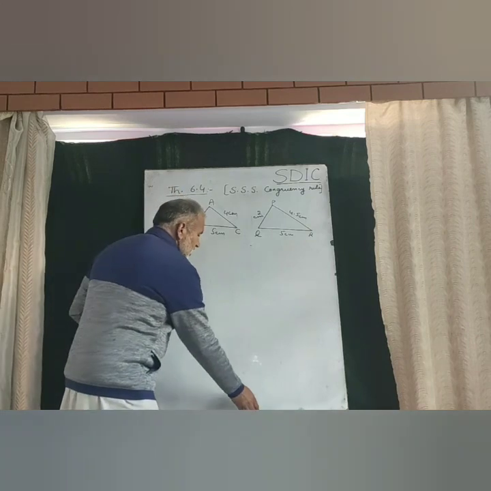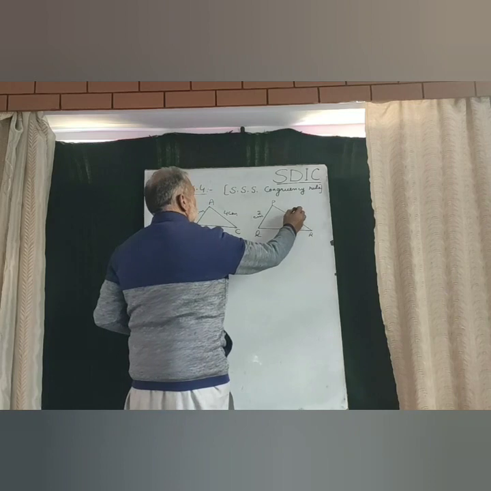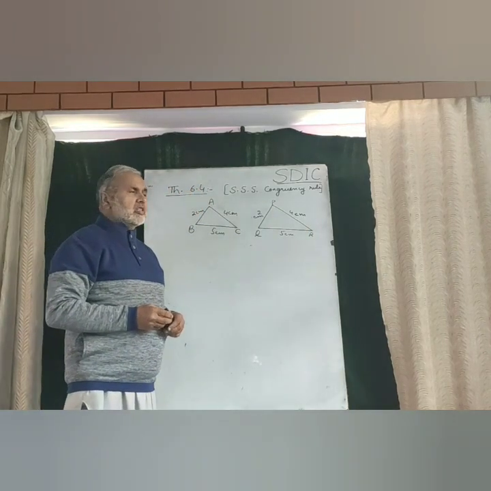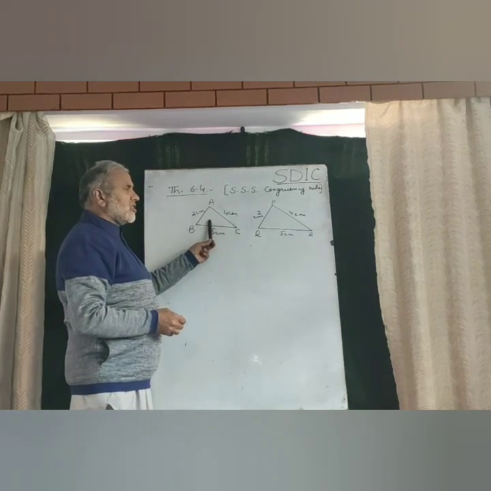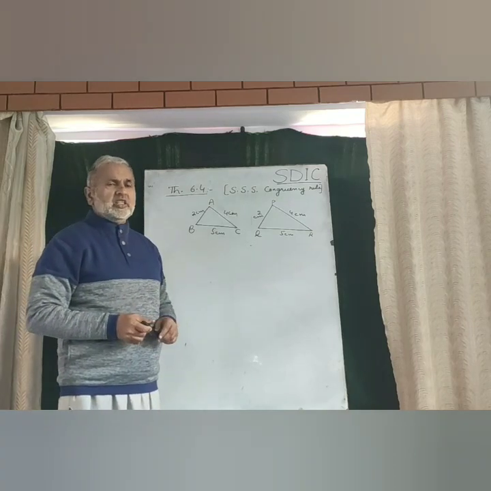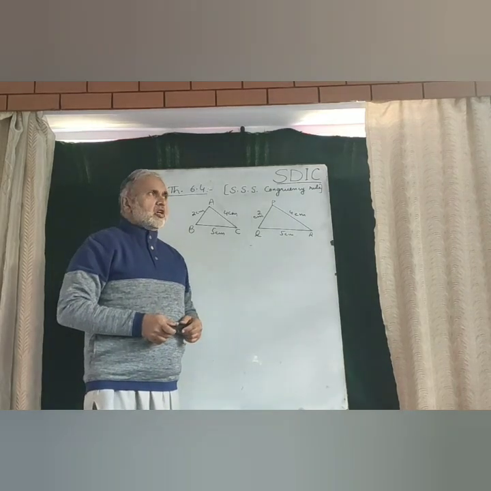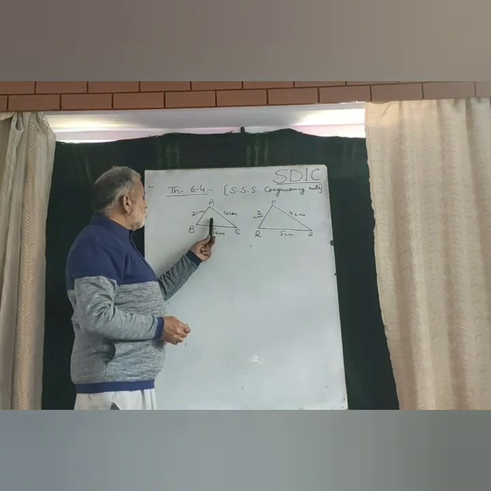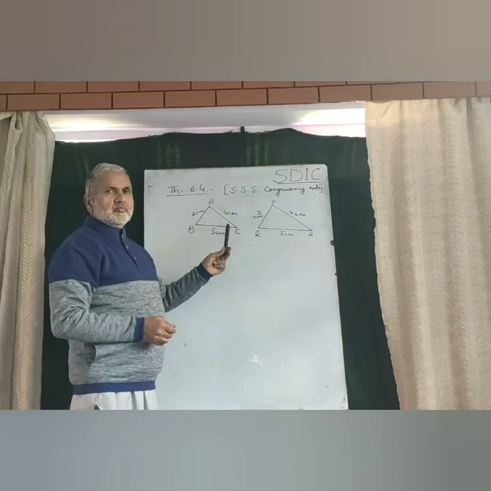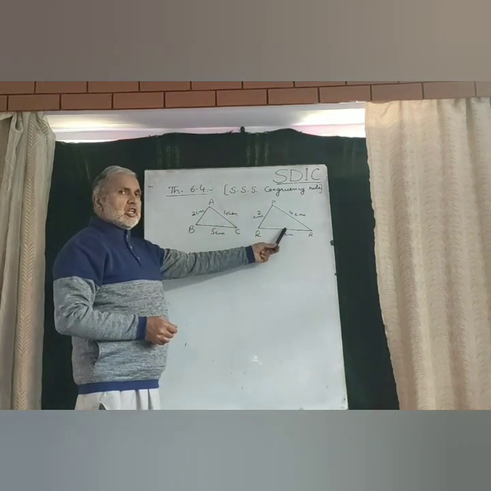Now, had this side been 4 centimeter instead of 4.5 centimeter, what would we mean? The lengths of all the three sides of first triangle are equal to the lengths of the corresponding sides of another triangle. Then we can say the two triangles are congruent. And since out of the 6 elements of this triangle, 3 sides are involved, what is left? 3 angles are left. 3 angles here also are left.